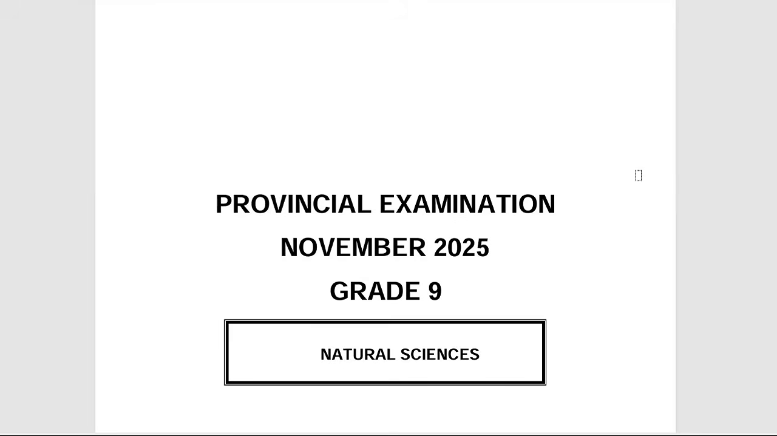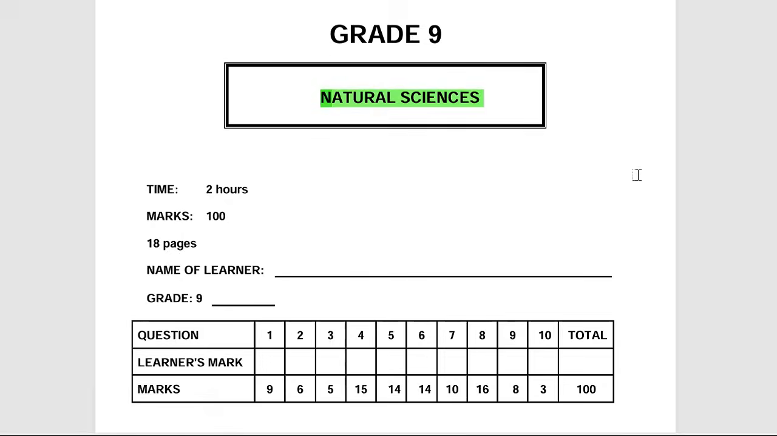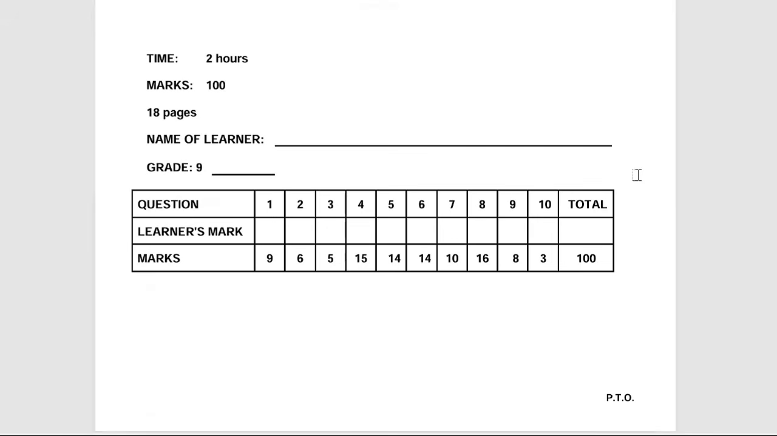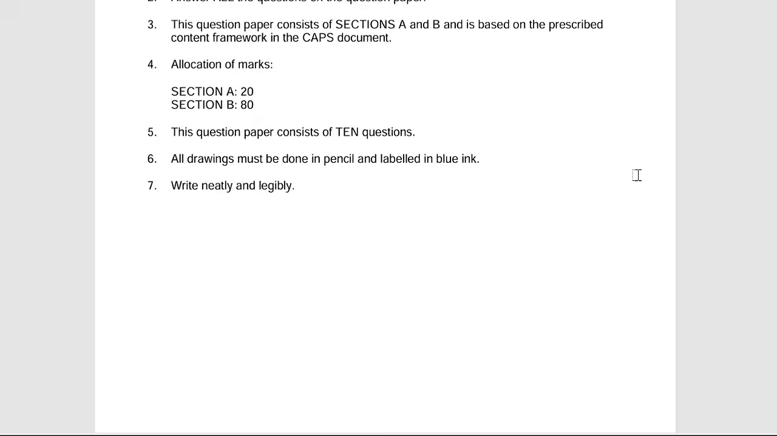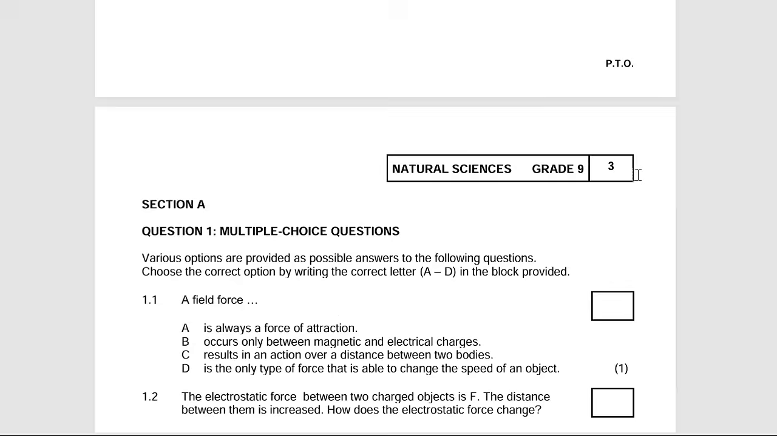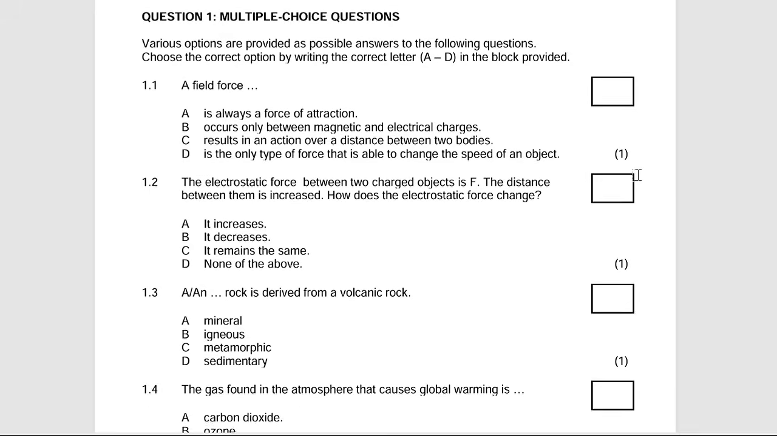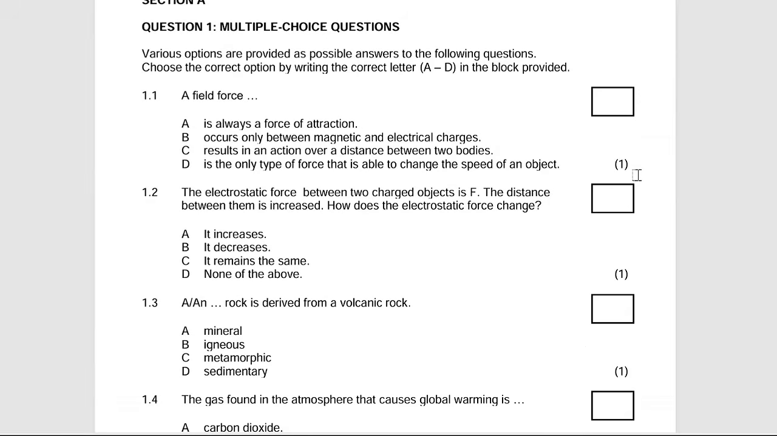Today we are going to go through a provincial examination, November paper, for grade 9 natural sciences. So the next page, the duration is 2 hours and mark allocation is 100 marks. Then we put our instructions there. Then we proceed to section A, which is our multiple choice questions.